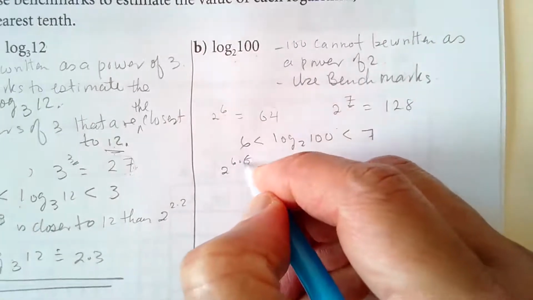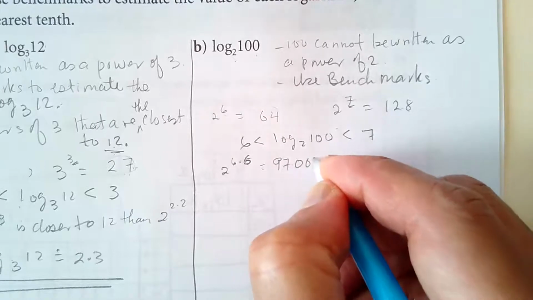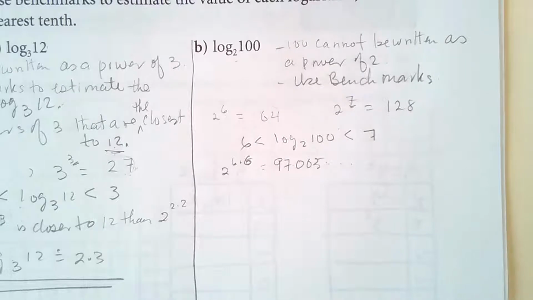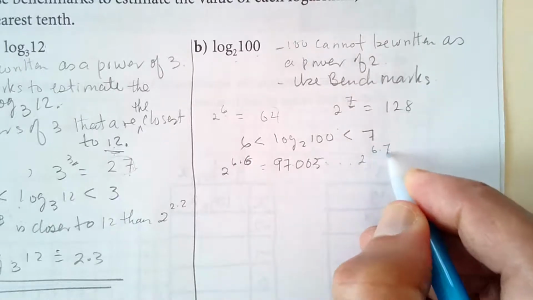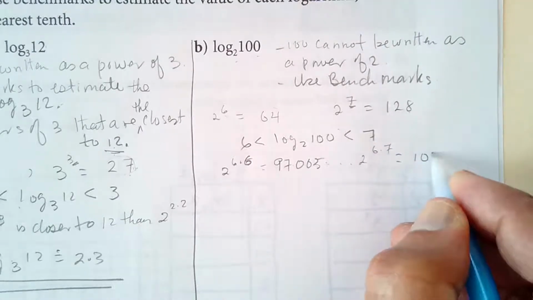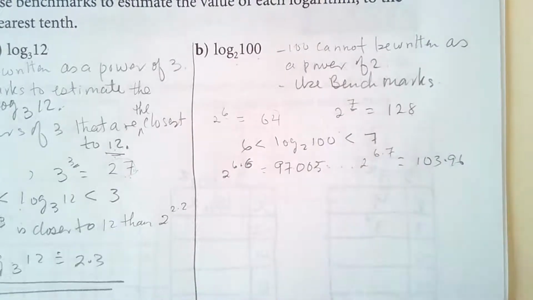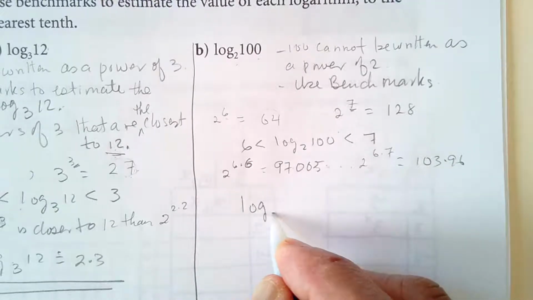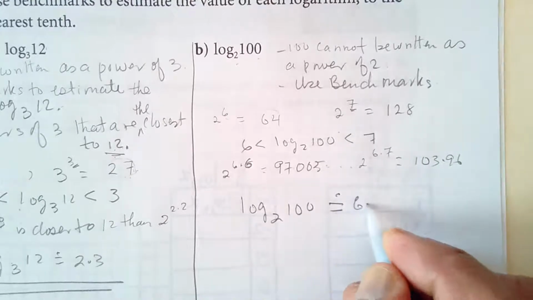So 2 to the power 6.6 is equal to 97.00358, and it goes on. If you were to compare it, 2 to the power 6.7 is equal to 103.96, which is much further. So we can conclude that log base 2 of 100 is approximately 6.6.